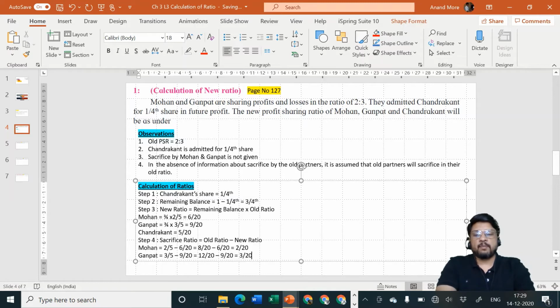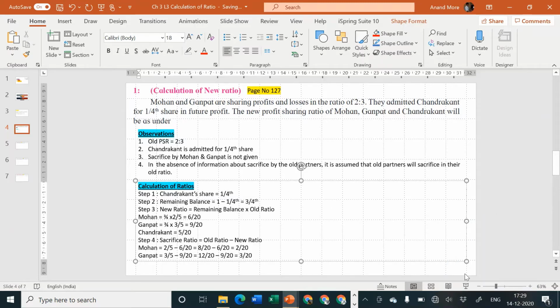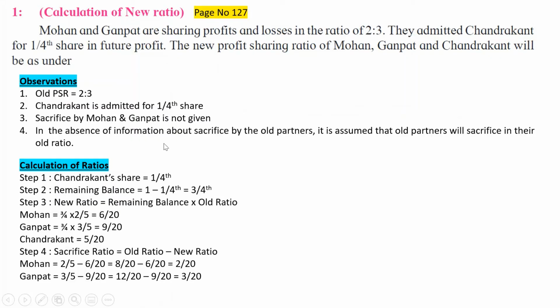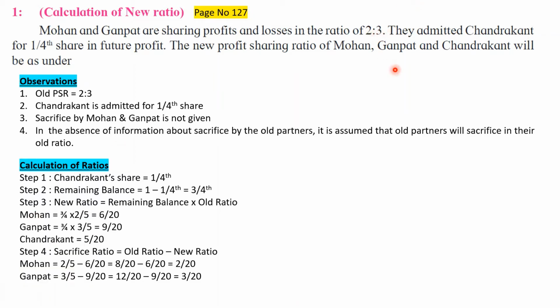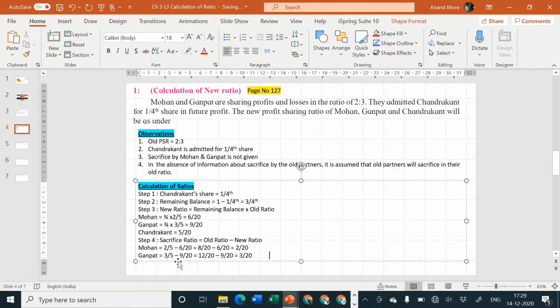And in fact, if you remember properly, we had already mentioned in point number 4 here, in the absence of information, let me enlarge the screen. In the absence of information about sacrifice by old partners, it is assumed that the old partners will sacrifice in their old ratio. In short, sacrifice ratio and the old ratio should be same. Old ratio was how much? Old ratio was 2:3. We have mentioned that sacrifice will be in their old ratio, so sacrifice ratio should also be 2:3. You can understand that old ratio and sacrifice ratio is same, so our assumption is working perfectly and the calculations are perfect.